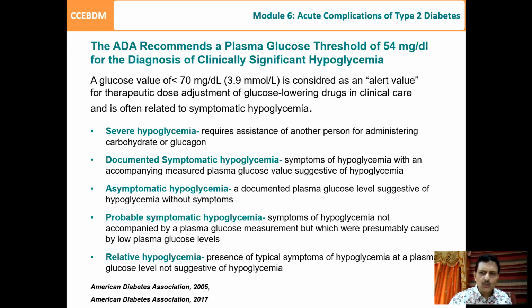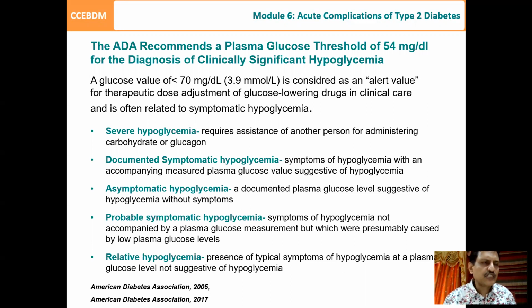And the patient consumed some carbohydrate and the hypoglycemia disappeared. So this is probable symptomatic hypoglycemia. Because the patient has not measured, we cannot say that it is a documented hypoglycemia. So it is a probable symptomatic hypoglycemia.